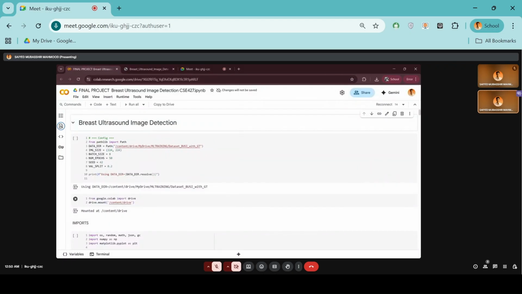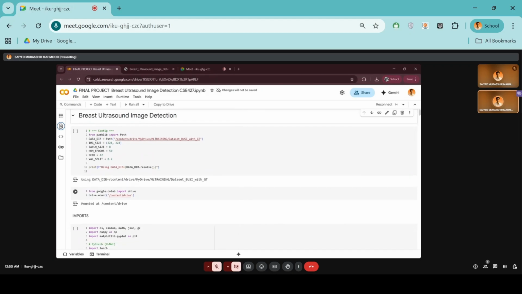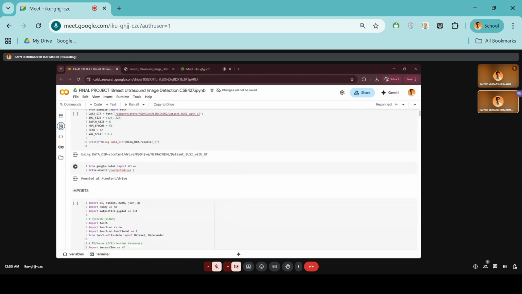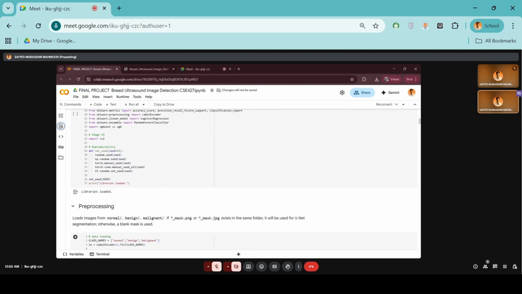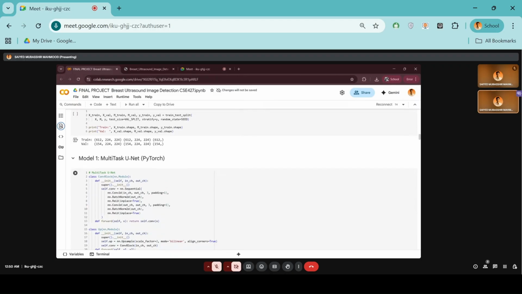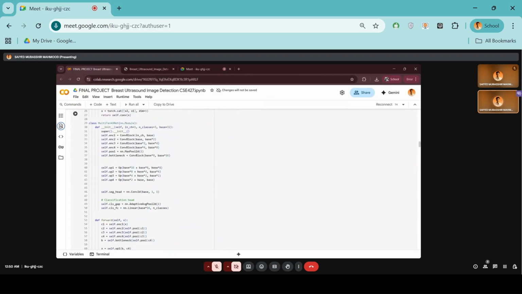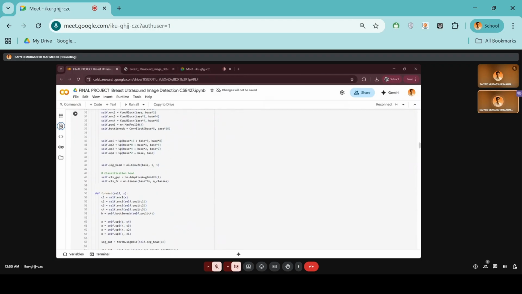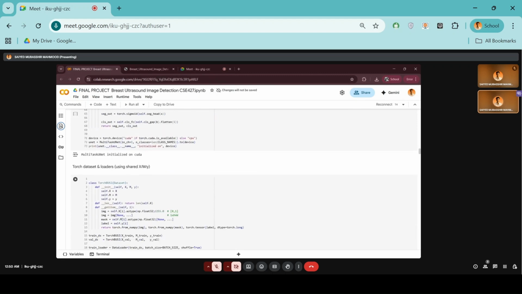Every grayscale ultrasound image is converted to RGB and resized to 224 by 224. From the code of my project, we can see that the image is passed to EfficientNet B0, pre-trained on ImageNet, to extract a 1280-dimensional feature vector.